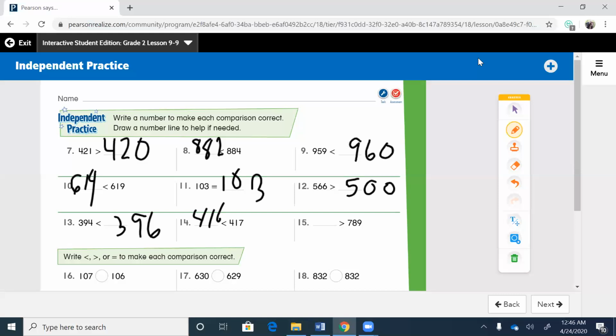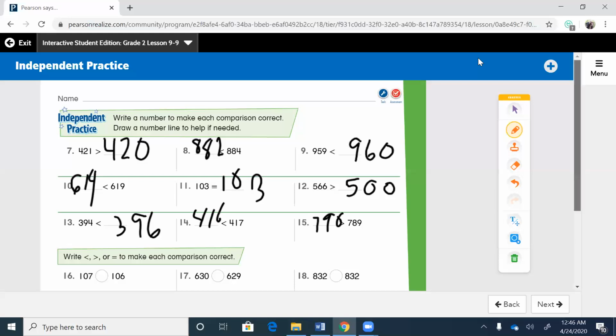The last one that we're going to do together today, well, unless you're in Zoom with me, we're going to do some. Look at the symbol. The alligator has nothing to eat. Let's give him something to eat. It has to be bigger than 789. 790. 790 is greater than 789.